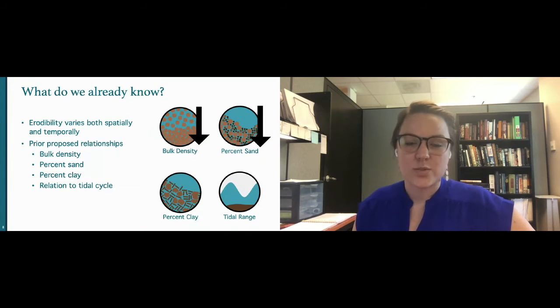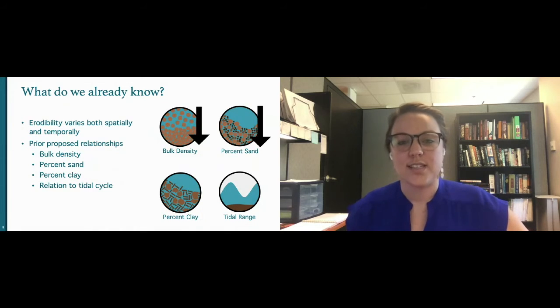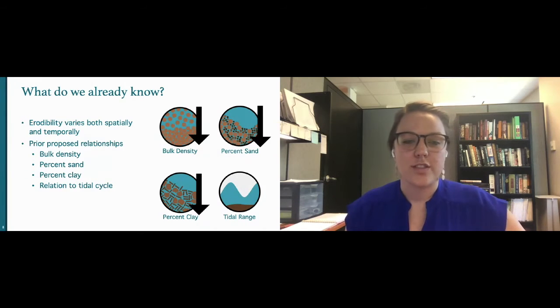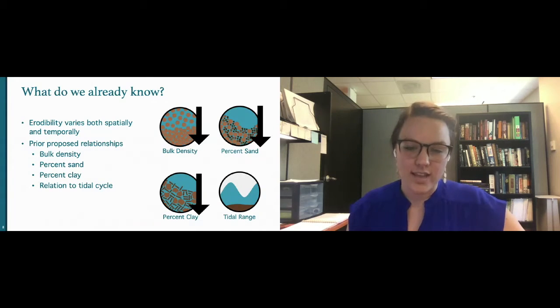With sand, as we see higher percent sands in the sediment samples, we tend to see a decrease in erodibility due to those larger sands just being harder to pick up off the bottom than the smaller size grains. However, we also see a decrease in erodibility with the percent clay in sediment. So clay particles actually have a magnetic charge associated with them. So the more clay that there is in a sample, it tends to make the sediment more cohesive. And that cohesive property makes that sediment much harder to erode.